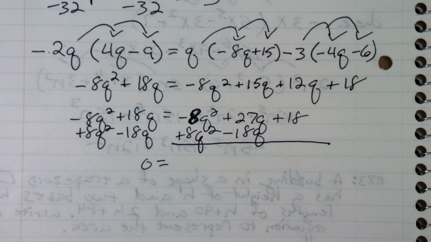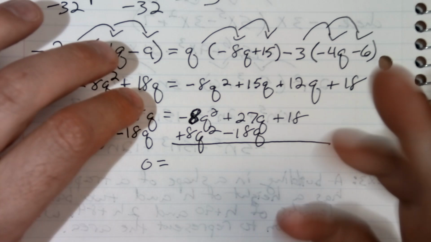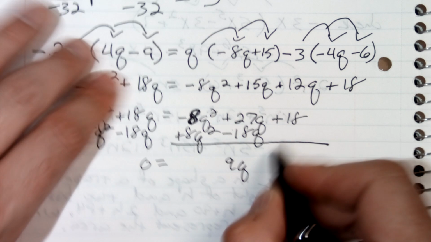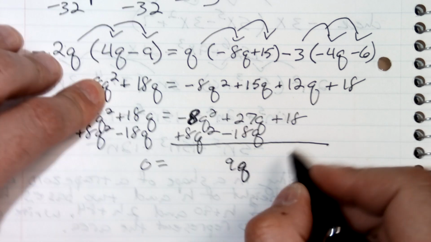How about just our q's? 27 minus 18? 5 here. Or no. Is it negative or positive? Positive. It's positive, I'm pretty sure. I'm pretty positive it's positive. So that's going to be 9q. And does the 18 have anything to go with? So I'm just going to bring it down.